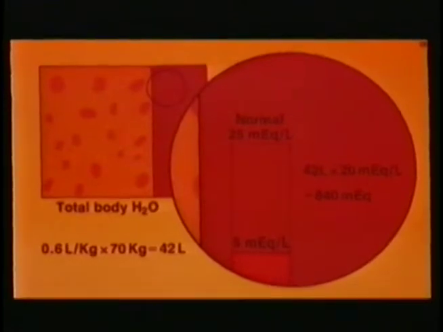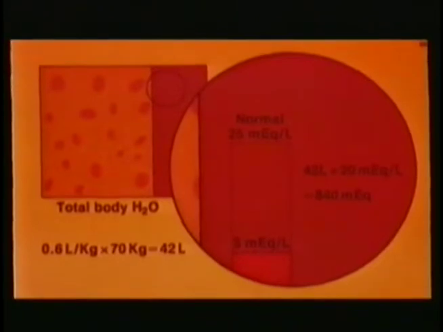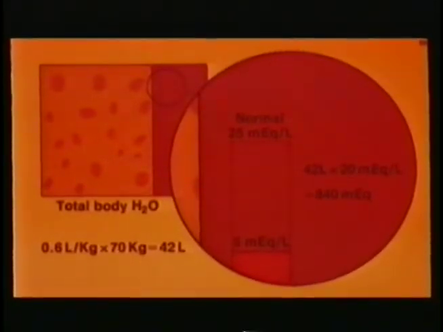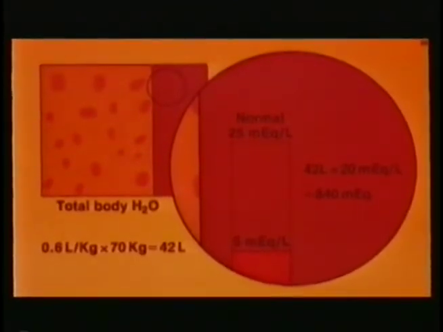56. The bicarbonate deficit can be estimated by recalling that the volume of distribution of bicarbonate is approximately that of total body water, that is, approximately 60% of body weight. Thus, for a 70-kilogram patient, total body water equals 42 liters. If the patient has a plasma bicarbonate concentration of 5 milliequivalents per liter, that is, 20 milliequivalents per liter below normal, the deficit is 42 liters times 20 milliequivalents per liter, or 840 milliequivalents.